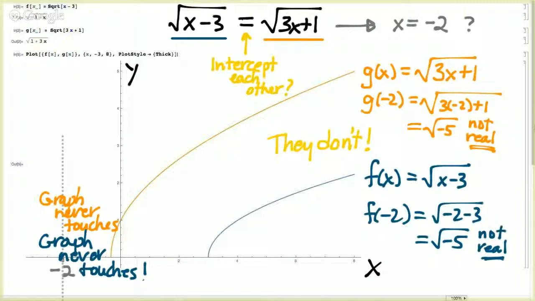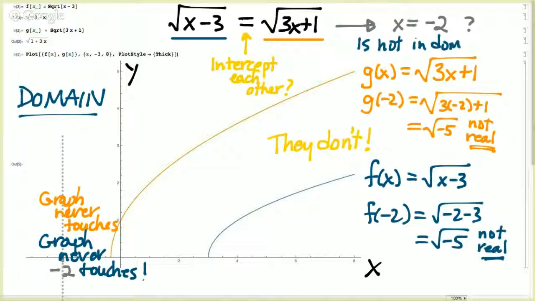And the biggest reason for this is the idea that we call domain. To put a fine terminological point on what we're doing here, x equals negative 2 does not belong to the domain of either function. It's not in the domain of f. It's not in the domain of g. And if it's not in the domain of either of those two functions, then it's certainly not going to be possible for those two functions to assume the same real value at the place where x is equal to negative 2. So this is what went wrong in the example that we just did.